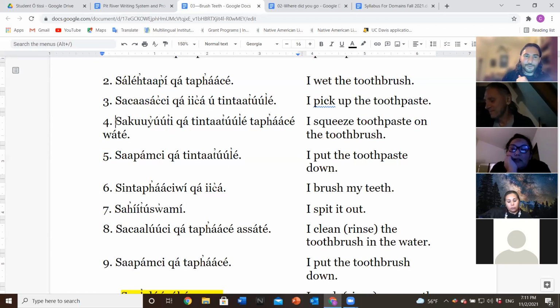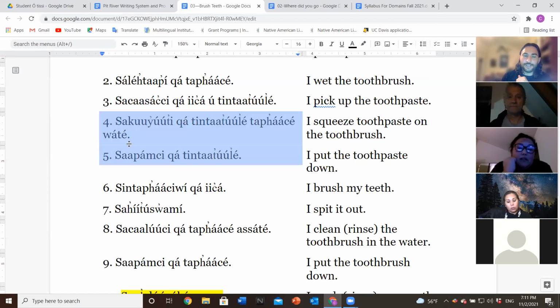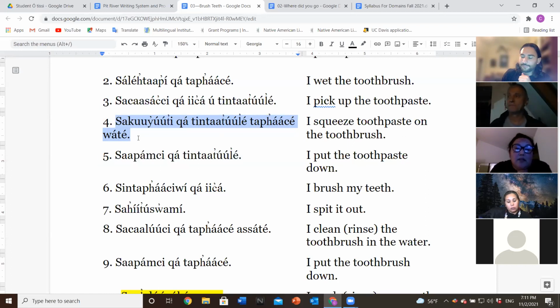Okay, Loyan. Sagu yuti ba dinta tule dapaje wade. Sagu yuti ga dintatule dapaji. No. Dapaje wade.